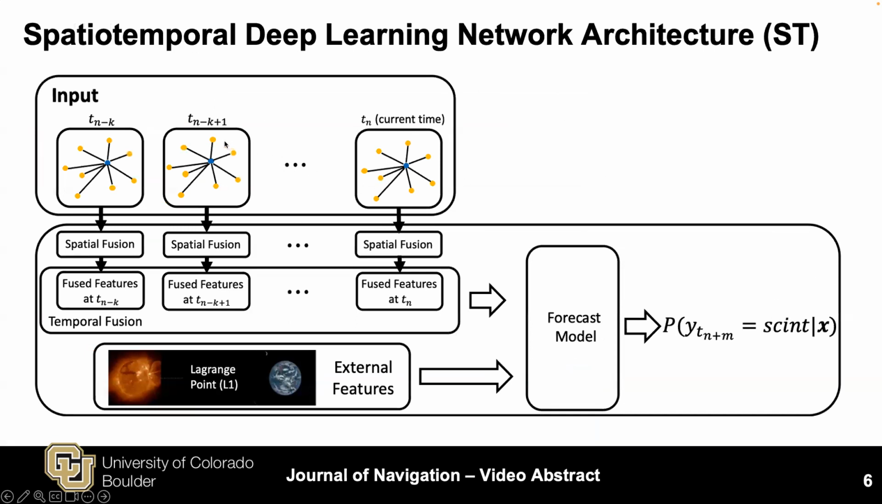The inputs are measurements from target and the surrounding GNSS stations for each time step. They are first passed to a spatial fusion module to adaptively construct the most informative feature vector for each time step. Then the fused features from all time steps are passed to a temporal fusion module to adaptively incorporate the temporal information. In the meantime, external features like space-based and ground-based observations are also input to the forecast model. And eventually, this model forecasts the probability of scintillation occurrence at time Tn plus m.